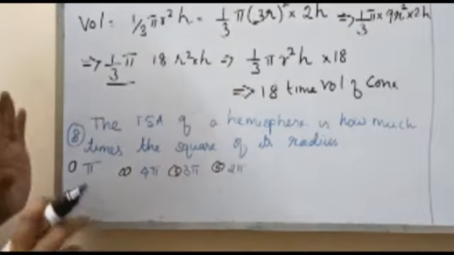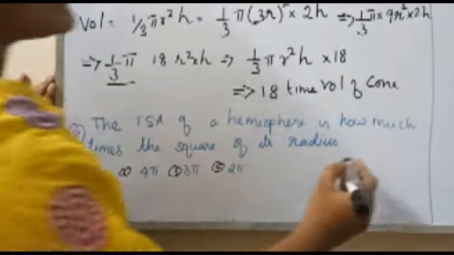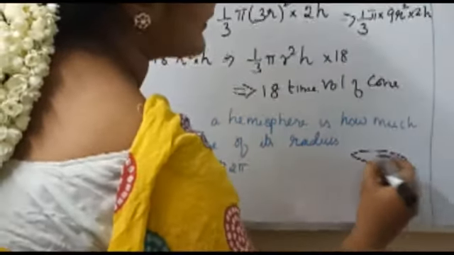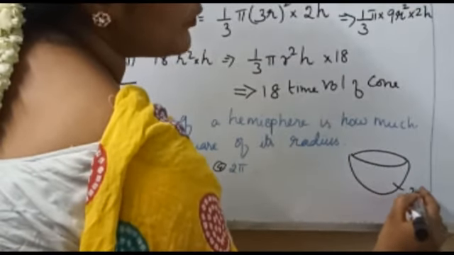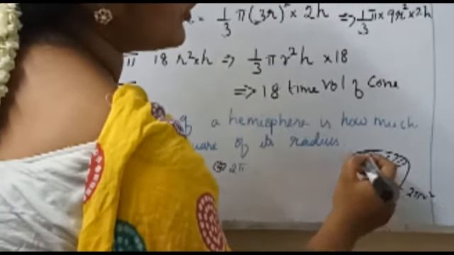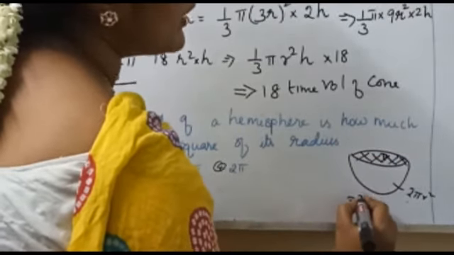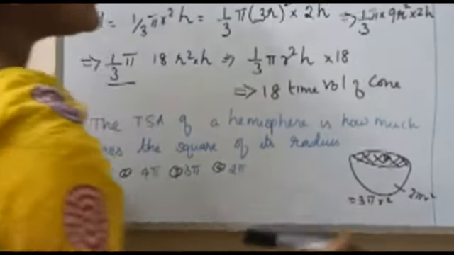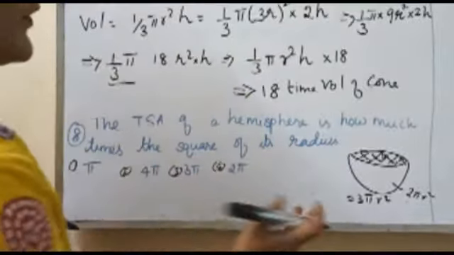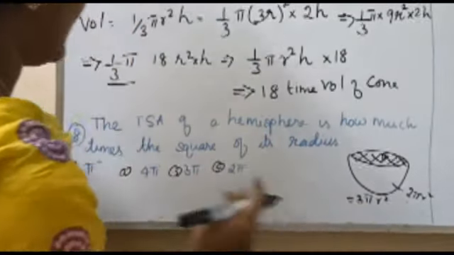8th sum: the total surface area of a hemisphere is how many times the square of its radius? Total surface area of hemisphere is what? 3 pi r square. Curved surface area is 2 pi r square, and total surface area is 2 pi r square plus pi r square, which gives you 3 pi r square.